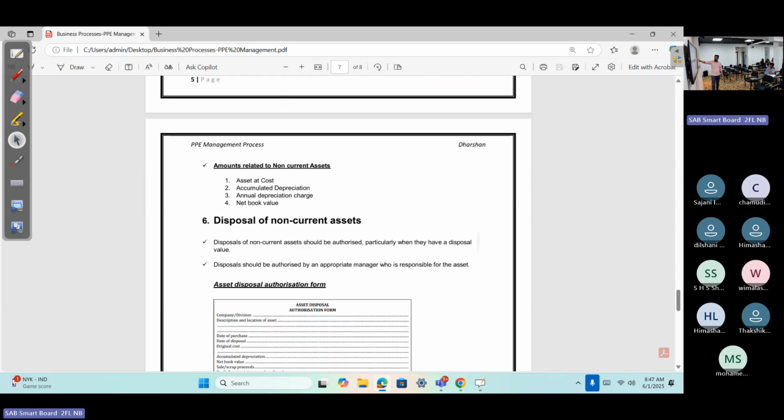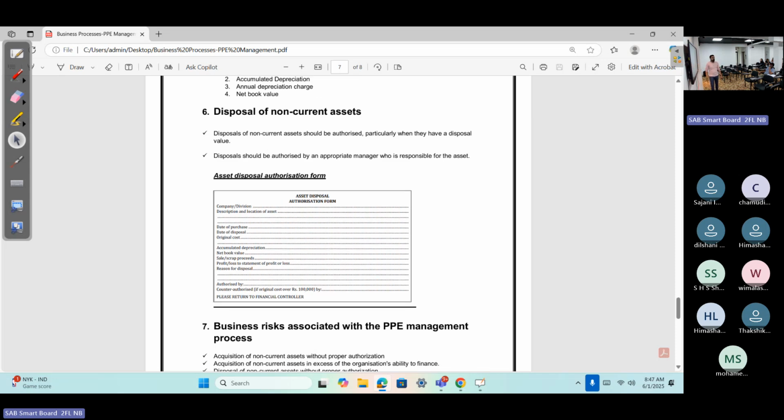So next topic, disposal of non-current assets. When you purchase PPE, you should get approval from an authorized person. Likewise, when you dispose of assets also, you have to get proper authorization from an authorized person. You can't dispose of an asset whenever you want. You also have to get approval because the asset is going to be disposed. So in that process also you have to get approval.